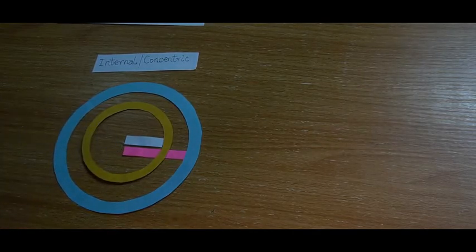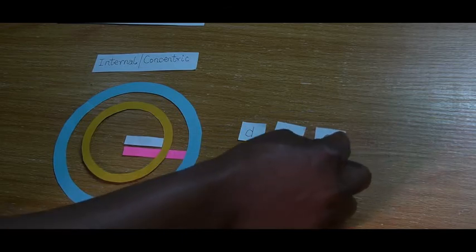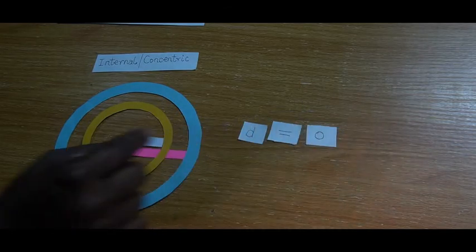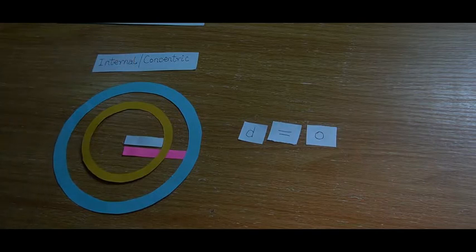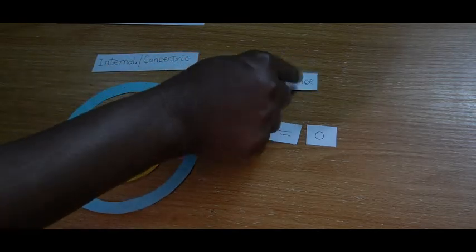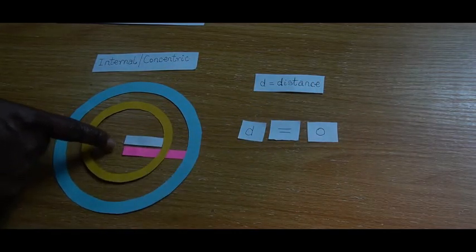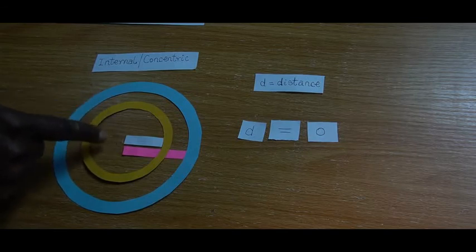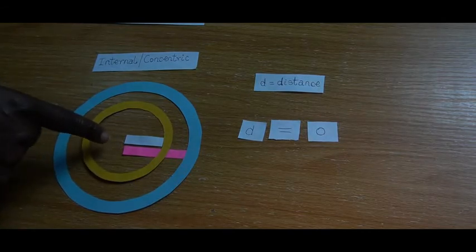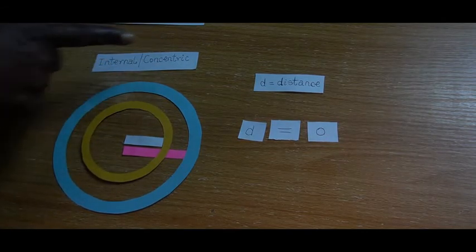So I'll put it like this: the distance D equals 0 when the circles are internal, where D is the distance between the centers of the circles. See, there is no distance. Both circles have the same center. So the centers of the two circles coincide when the circles are concentric or internal.